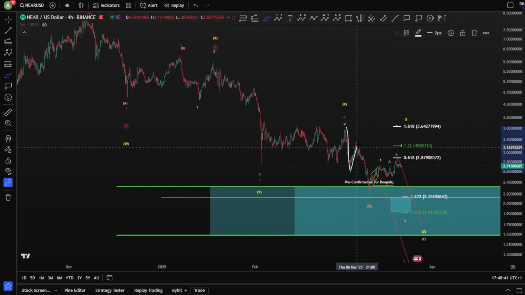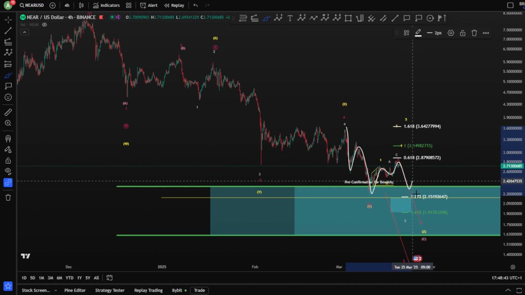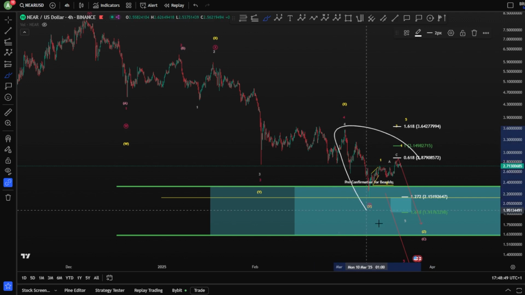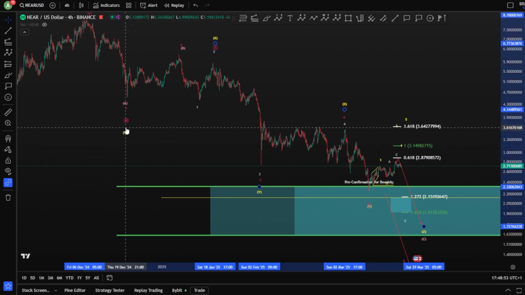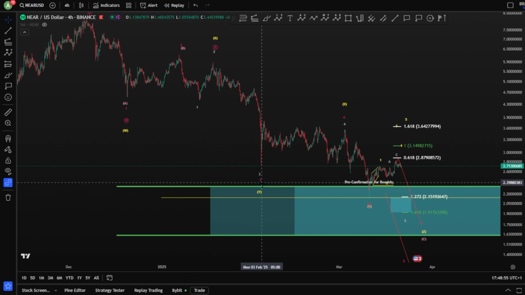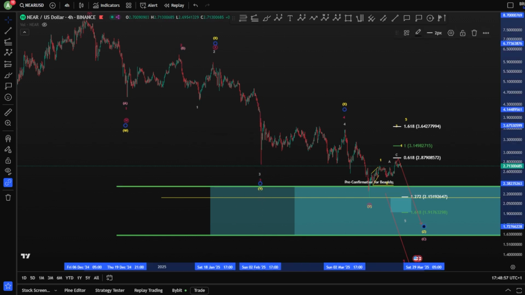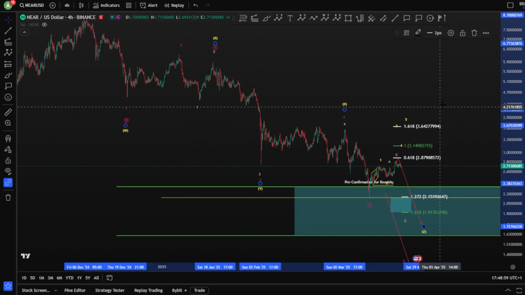Your wave Z can be 3 waves down, 3 waves up, 1, 2, 3, 4, 5, which I find the closest scenario here and the highest possibility, knowing that the WXYXZ is the rarest case scenario that you might have, but in this case it is working perfectly.